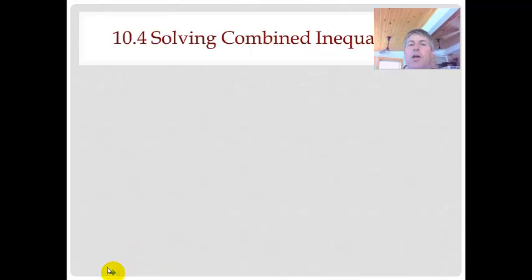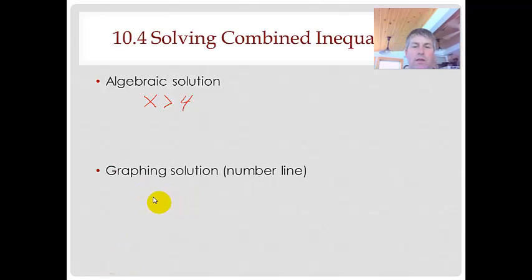So we can solve these combined inequalities I have here, but we have an algebraic solution for inequalities, and you saw that algebraic solution. x is greater than 4 would be our algebraic solution. We can graph that on the number line. Here's 4. Using our notation in the book, we want x is greater than 4, so we're not including 4, so that's going to be a parenthesis.